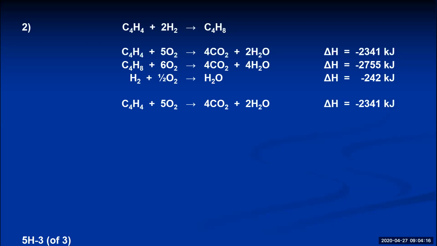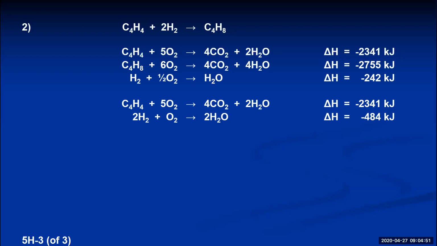Second, I need 2 moles of H2 on the reactant side. The only combustion reaction that has H2 in it is the third one. It's on the reactant side, but there's only 1 mole of it. So I'll have to take the combustion of hydrogen reaction and multiply it by 2, so that it's 2 moles of hydrogen plus 1 mole of oxygen yields 2 moles of H2O. And because I've doubled the amount of hydrogen that's combusted, I double the delta H value of negative 242 to negative 484. Finally, I need 1 mole of C4H8 on the product side.